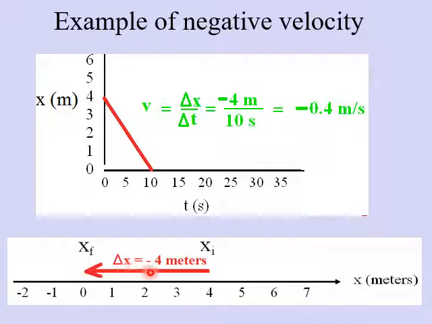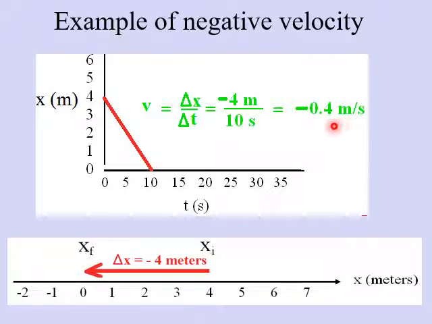And our displacement is therefore -4 meters because we take final 0 minus initial, which is 4, and we get -4 meters. All right, so let's calculate our velocity here. So velocity is delta x over delta t. So we just calculated the displacement was -4 meters, and the time, we can read that right off the graph, is 10 seconds. So we have -4 meters divided by 10 seconds. So this is -0.4 meters per second.